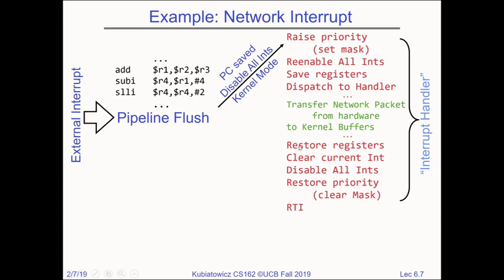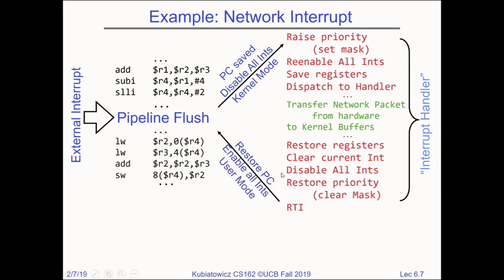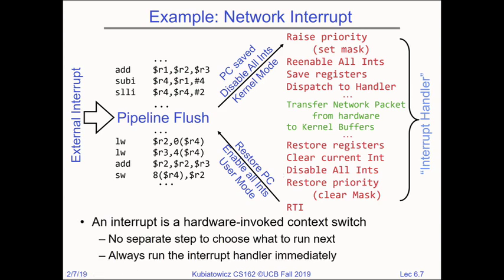And now we're going backwards. We restore the registers, we clear the current interrupt by talking to the interrupt controller and talking to the network. We disable all the interrupts again, and then we fix the priority back to where it was, and we do a return from interrupt, and we pick up where we left off. Okay, so this is a good pattern for what happens in a typical interrupt.